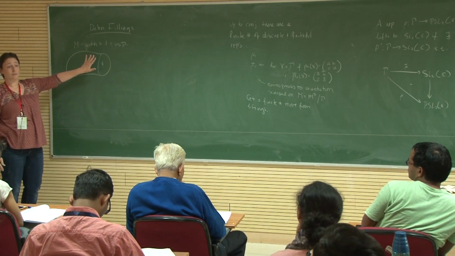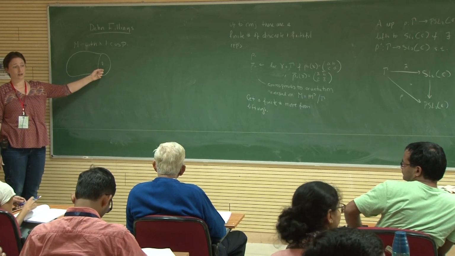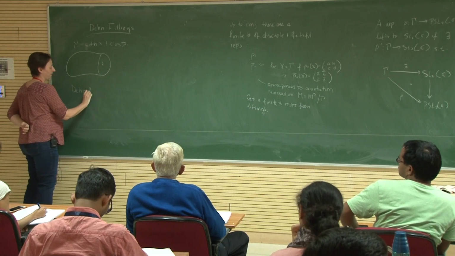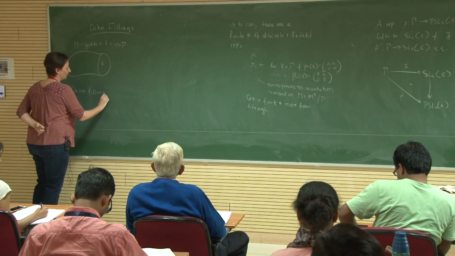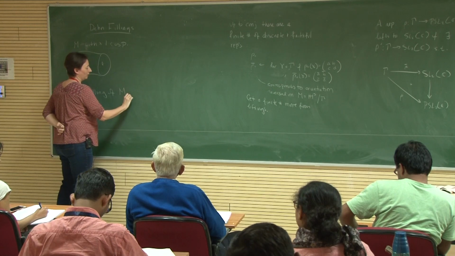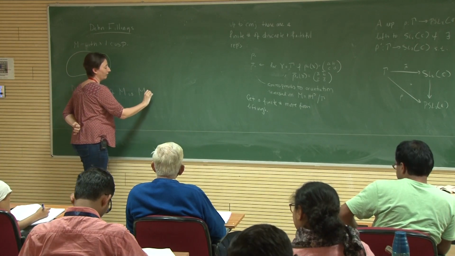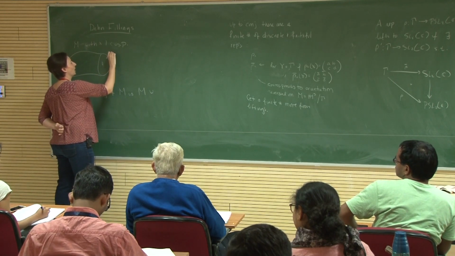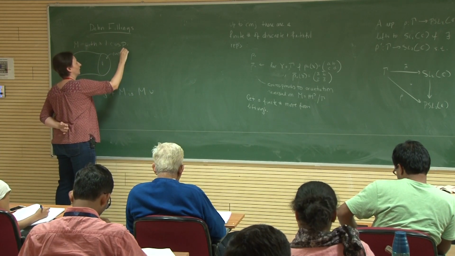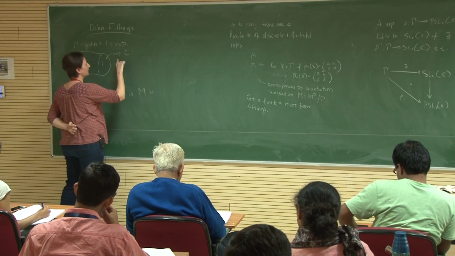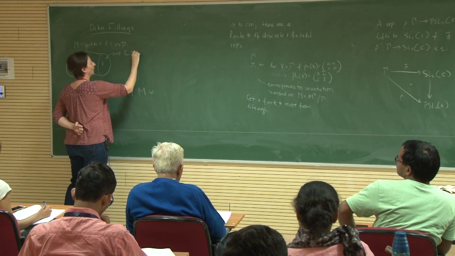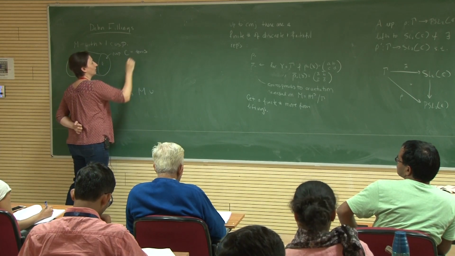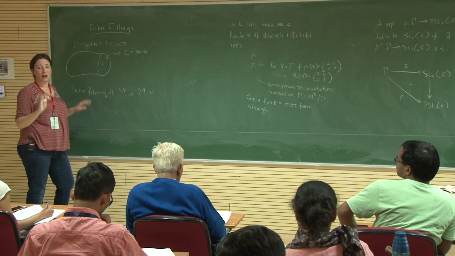Okay, so here's my M. This is the cusp I'm considering. So a Dehn filling of M is a manifold M union, let me call this cusp C. So C looks like a torus.